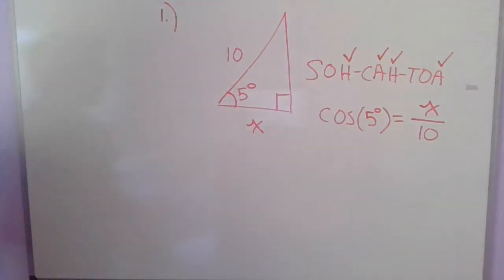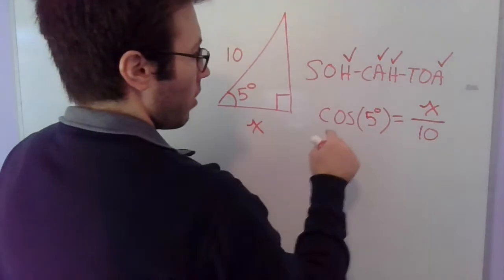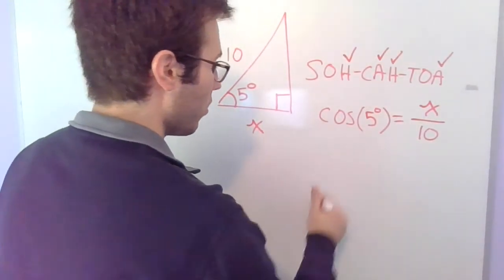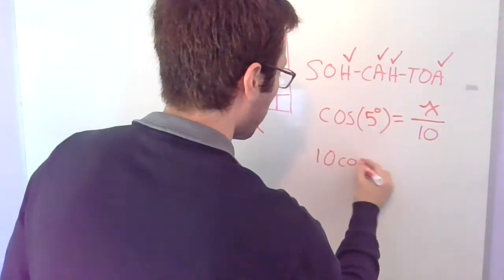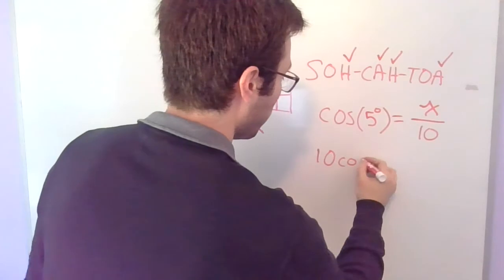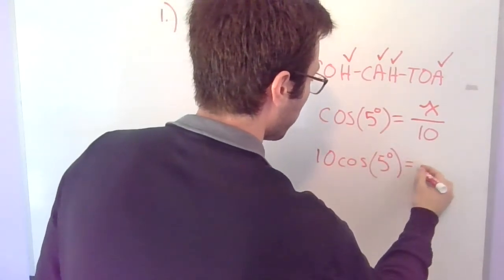So from here, we just solve for X. What I'm going to do is multiply both sides by 10. So this says 10 times cosine of 5 degrees is equal to X.